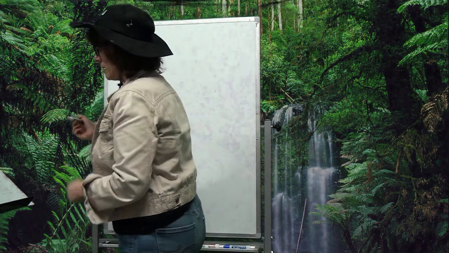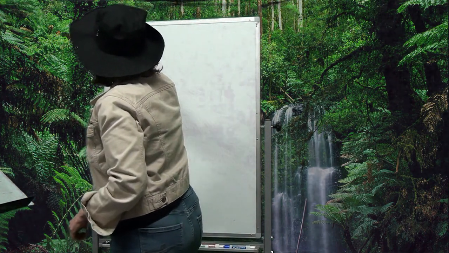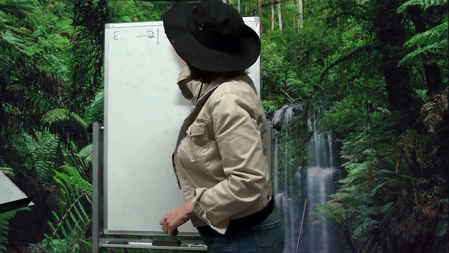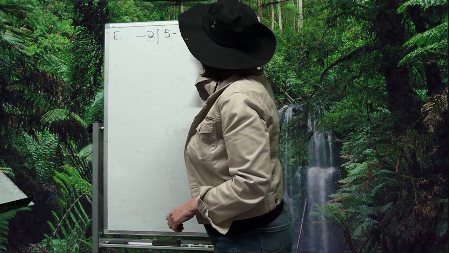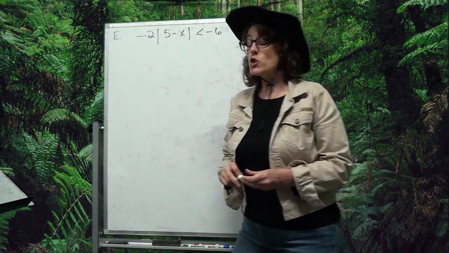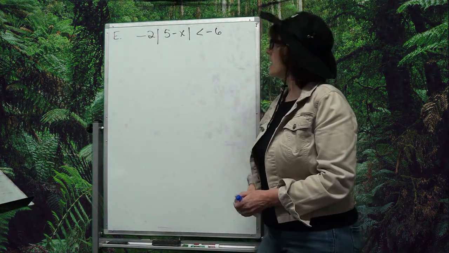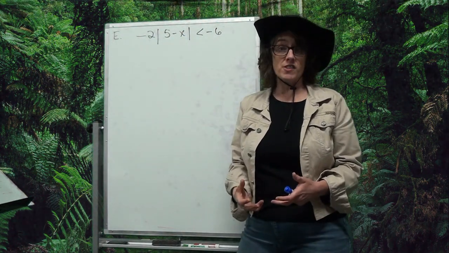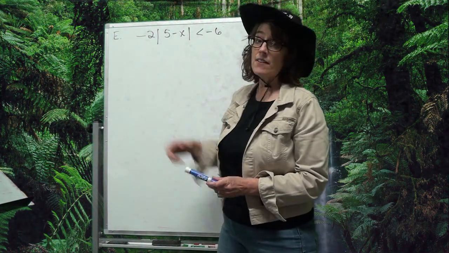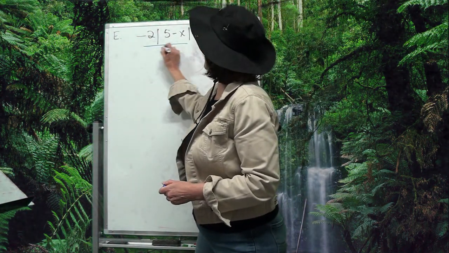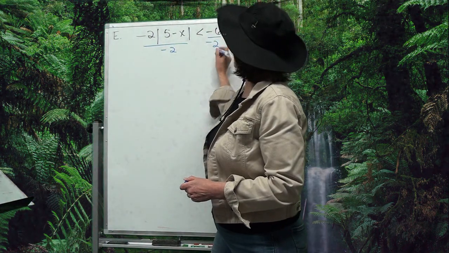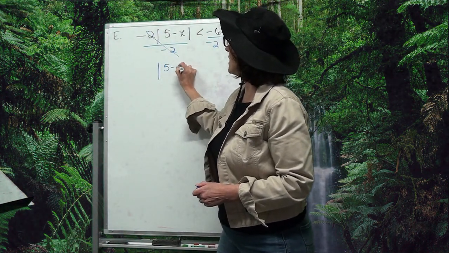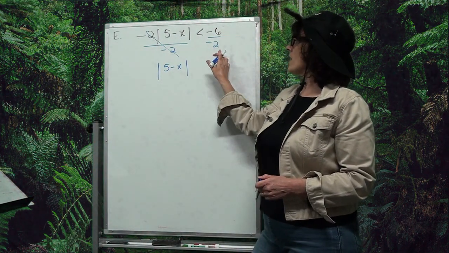One more. A, B, C, D, and example E. So I've got a negative 2, absolute value of 5 minus x, absolute value less than a negative 6. So once again, what happens here is I'm talking about distance from 0, but I can't really talk about that until that's all that's there. So I need to get rid of that negative 2. So I'm going to divide both sides by that negative 2. And that will get it out of there, giving me absolute value of 5 minus x. And negative 6 divided by negative 2 is 3.